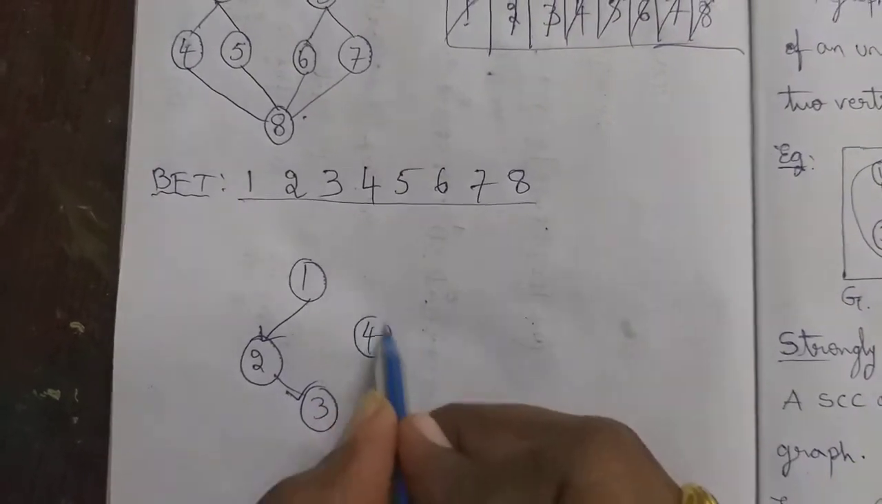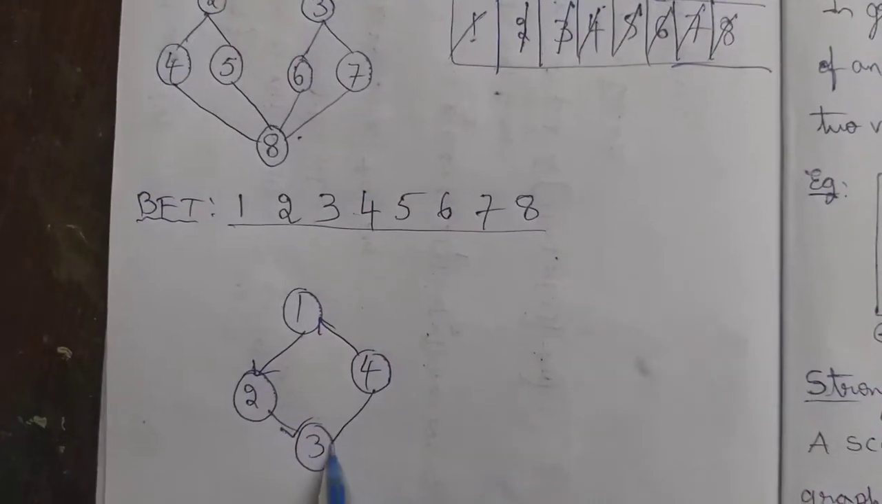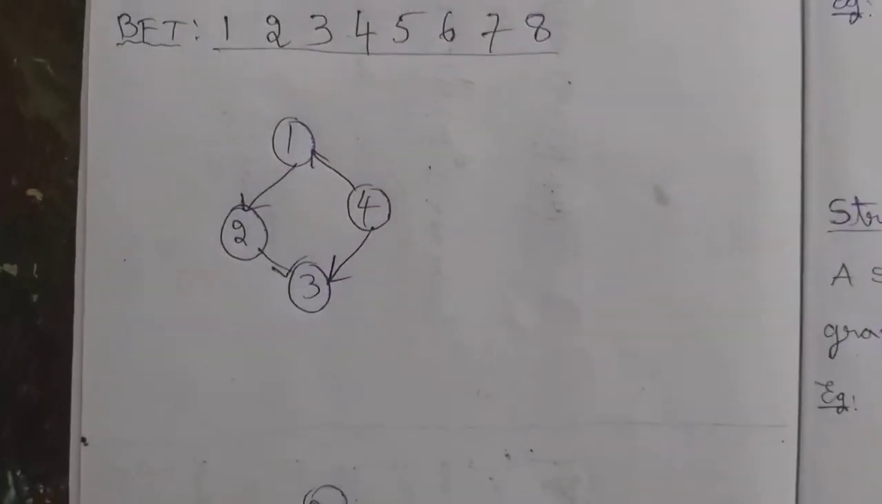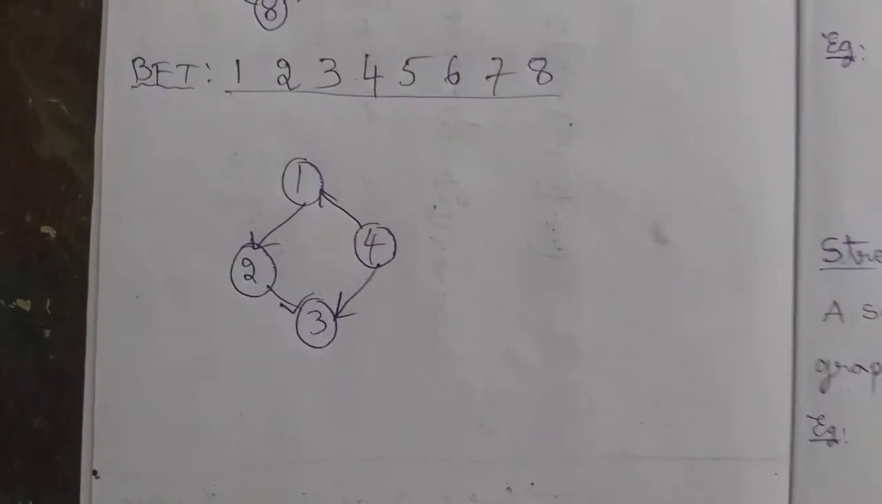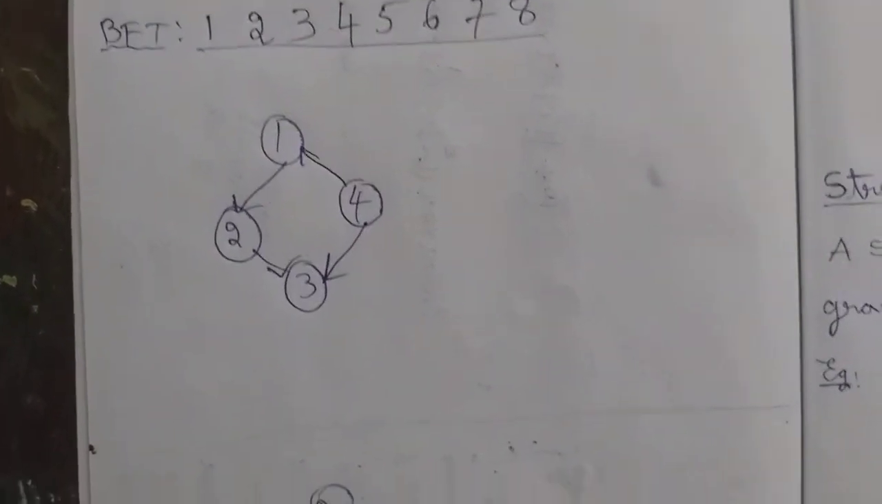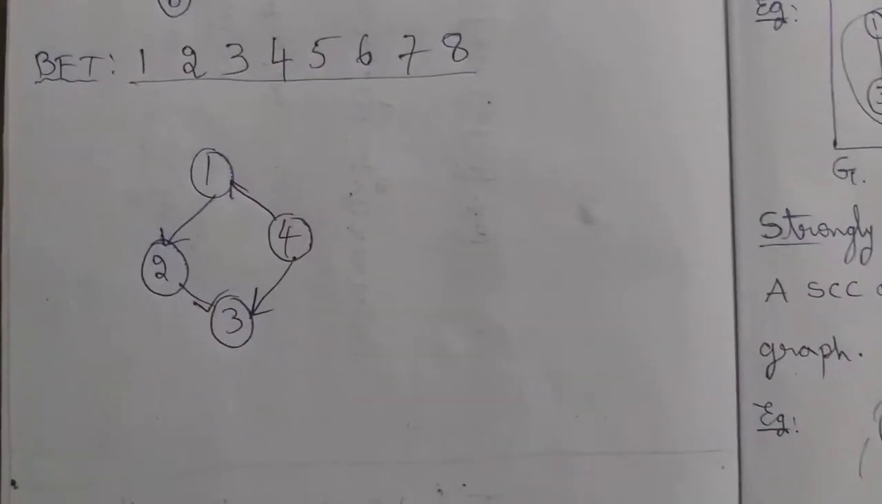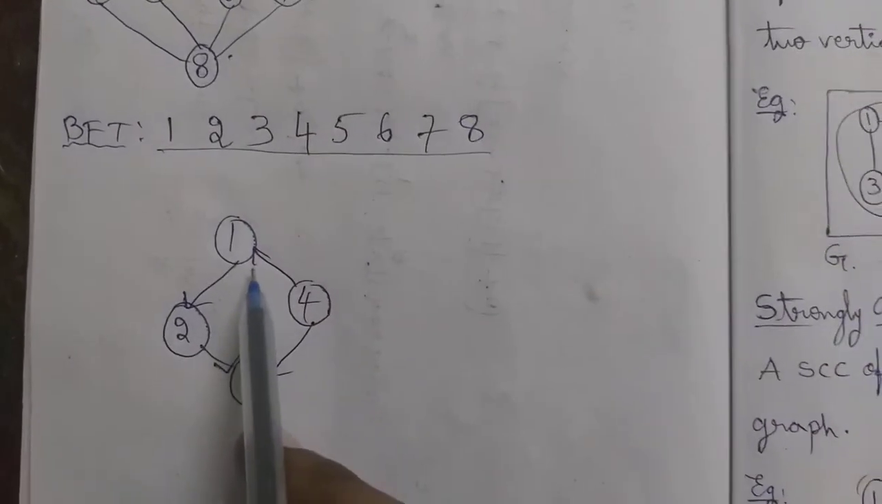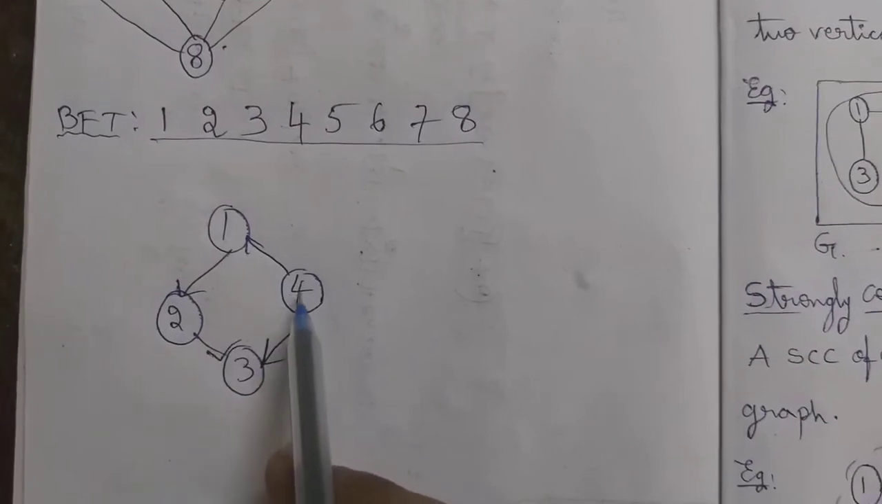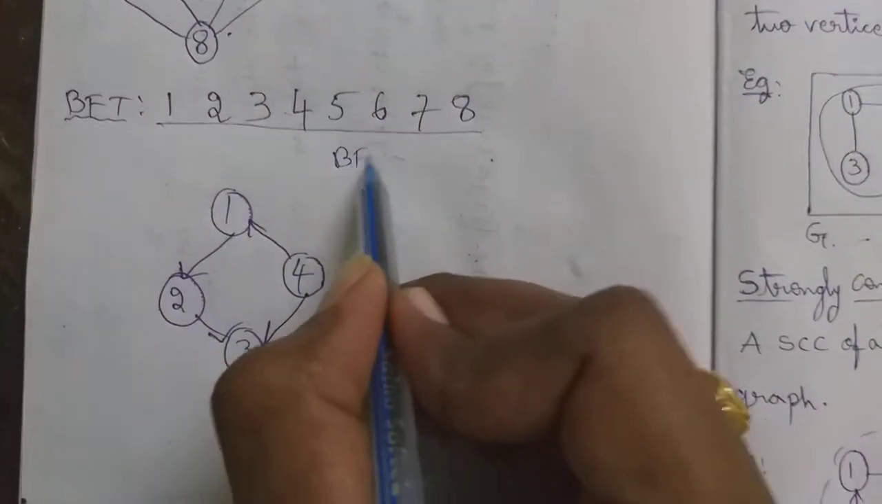1, 2, 3 and 4. Can you tell me whether this graph is connected or not? No, it is not connected. Yes, we can find out whether this graph is connected or not using the BFS traversal.